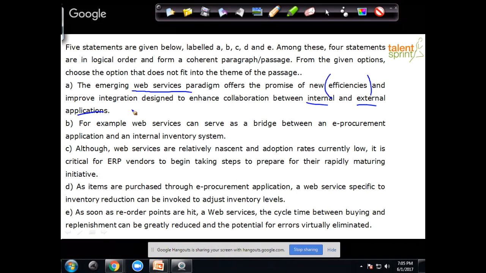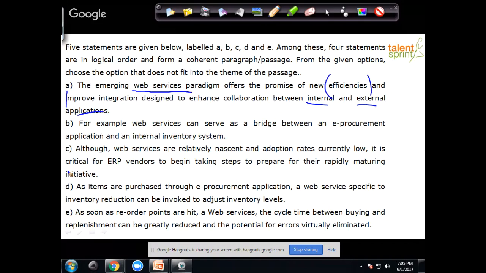For example, web services can serve as a bridge between an e-procurement application and an internal inventory system. Okay. E-procurement application obviously is referring to external, and so B is an extension of A. Okay, makes sense. Then C says, although web services are relatively nascent in adoption. Nascent means, see, sometimes some words might stop you from picking the right answer.